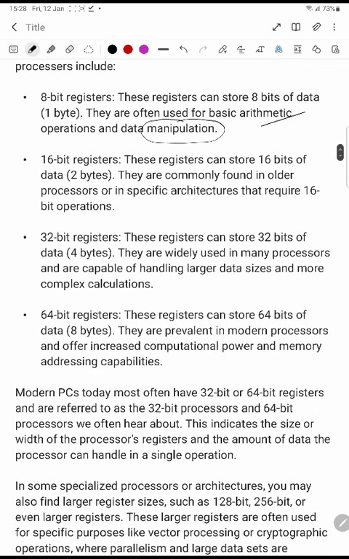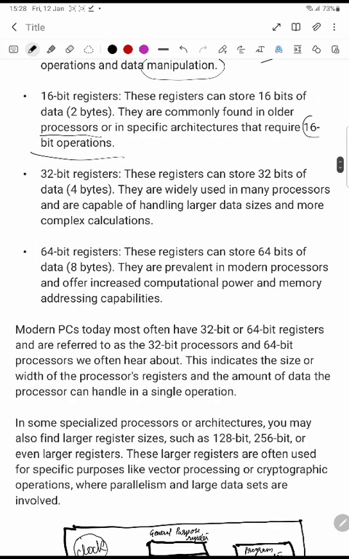Our second type is 16-bit register. These registers can store 16 bits of data, that is also called 2 bytes of data. It is used commonly in the older processors that require 16-bit operation. Next is 32-bit registers. It will store 32 bits of data, which means 4 bytes of data. It handles the large data and complex calculations that are processed by the computer.